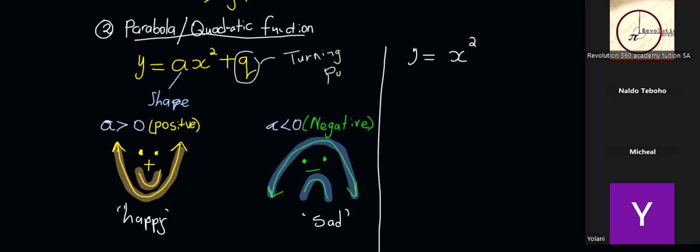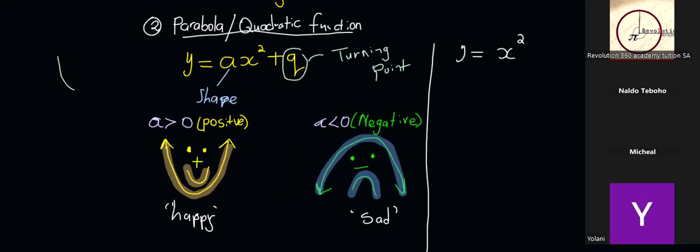For example, if I draw my graph like this, where the graph turns here, it's a turning point. That's why in most instances we write TP, which is abbreviated from turning point. Take into consideration if your graph is a happy face. How do you see that your graph is a happy face? If A is greater than 0, we know that A is positive, then it is a happy face.